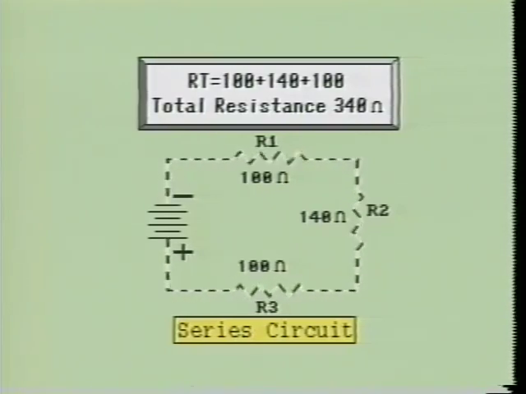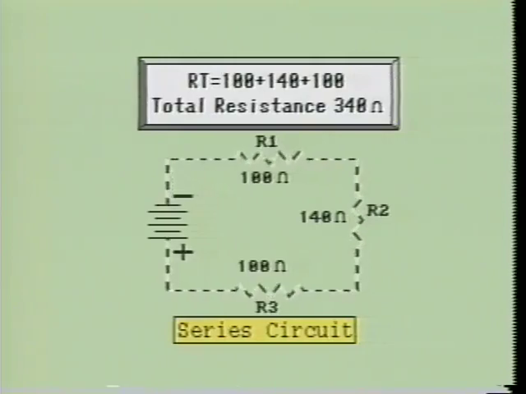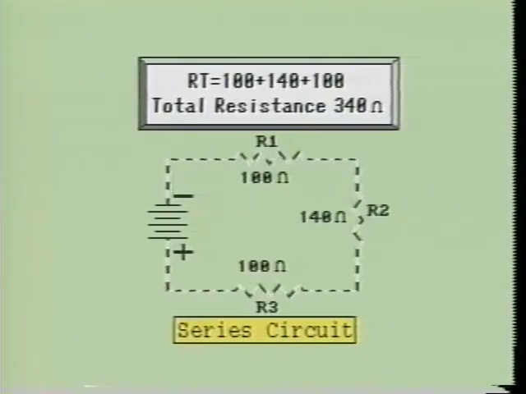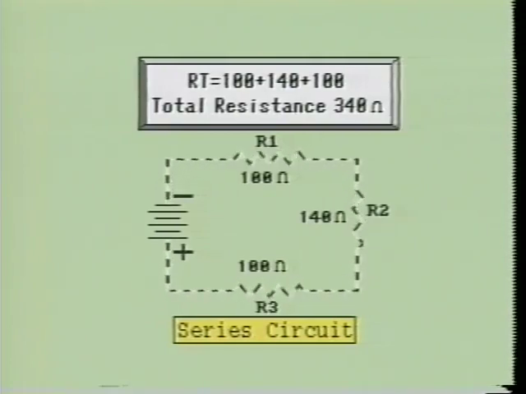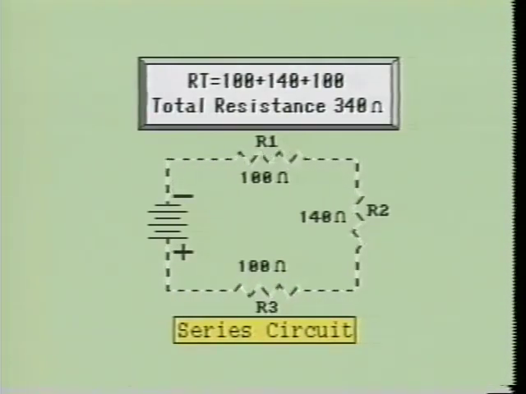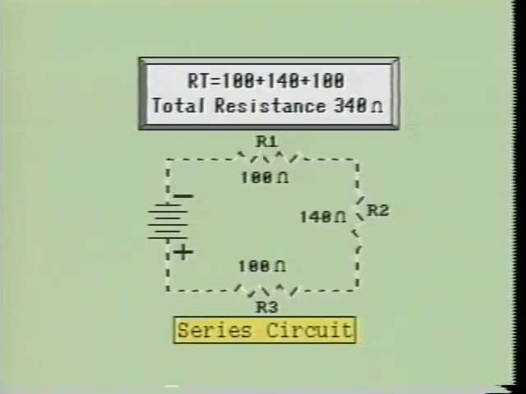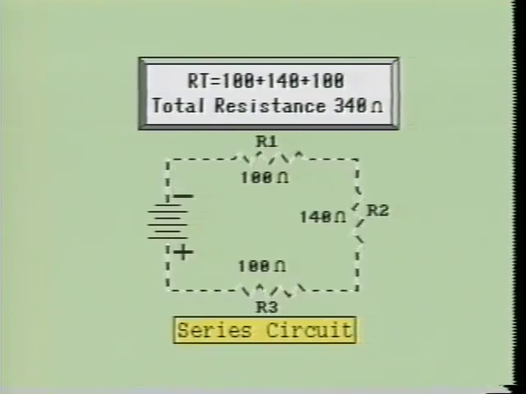We will assume that these are all 10% resistors. Therefore, the actual value of the total resistance could be anywhere from 306 to 374 ohms. These values were calculated by subtracting 10% from 340 ohms and by adding 10% to 340 ohms. Remember, the fourth band indicates the accuracy of the resistor.